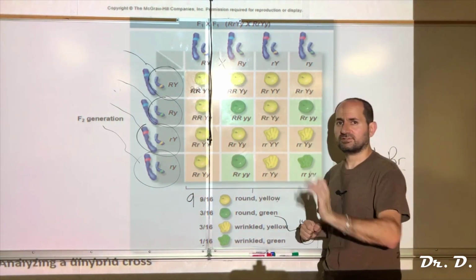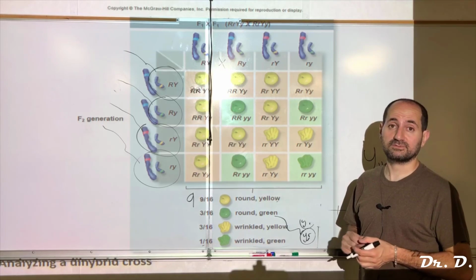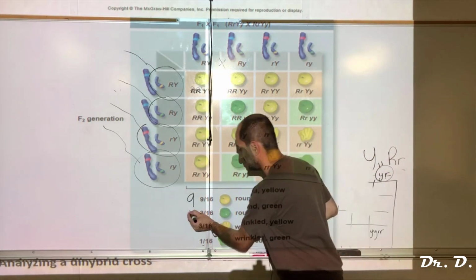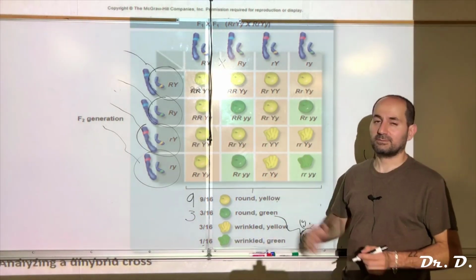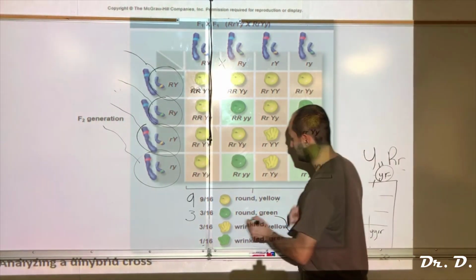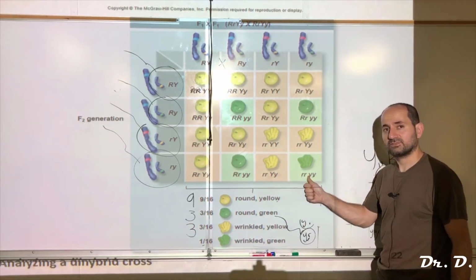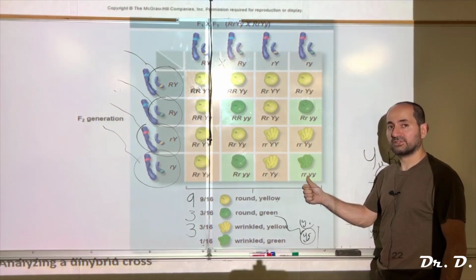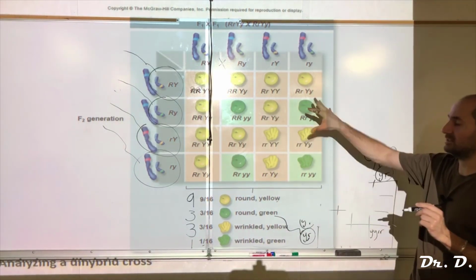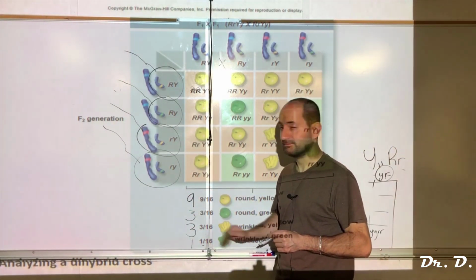How many dominant recessives did we get? I mean dominant for shape, recessive for color. So round green. How many round greens did we get? Dominant for shape, recessive for color. 1, 2, 3. How many recessive dominants did we get? Recessive for shape, dominant for color. Those are the wrinkly yellow ones. That's 3. And how many did we get that are recessive for both traits? Recessive for shape, wrinkly, and recessive for color, green. Only 1, right? So what's the phenotypic ratio of a dihybrid cross? The answer would be 9, 3, 3, 1.